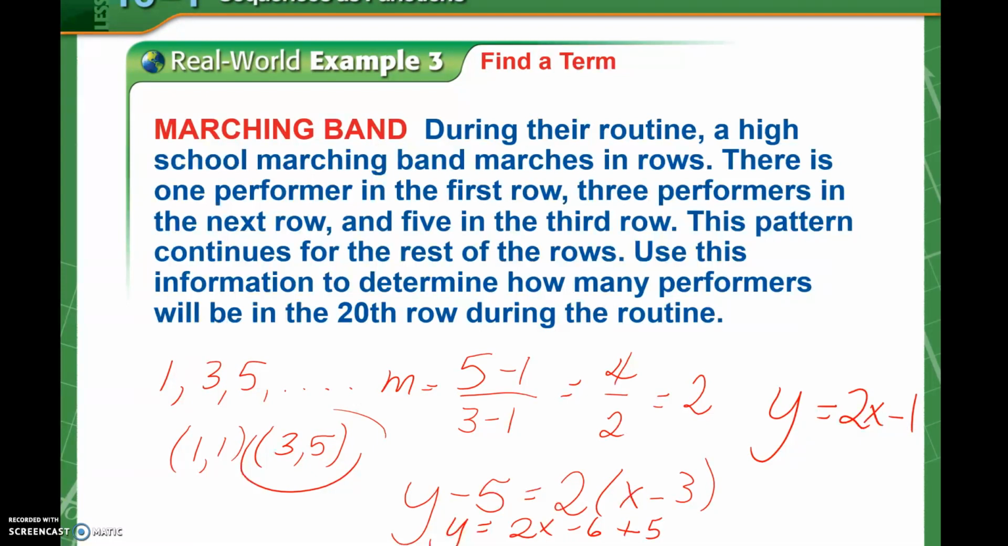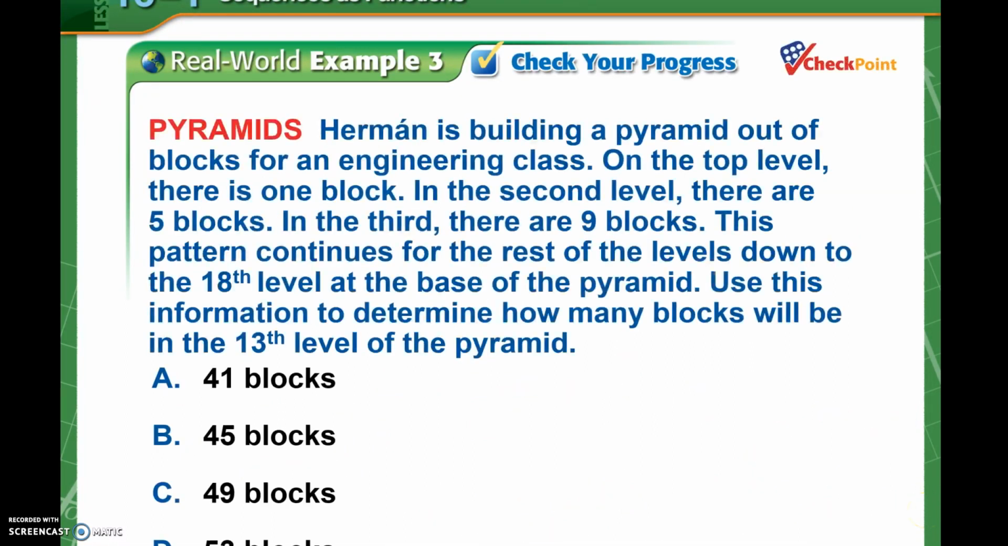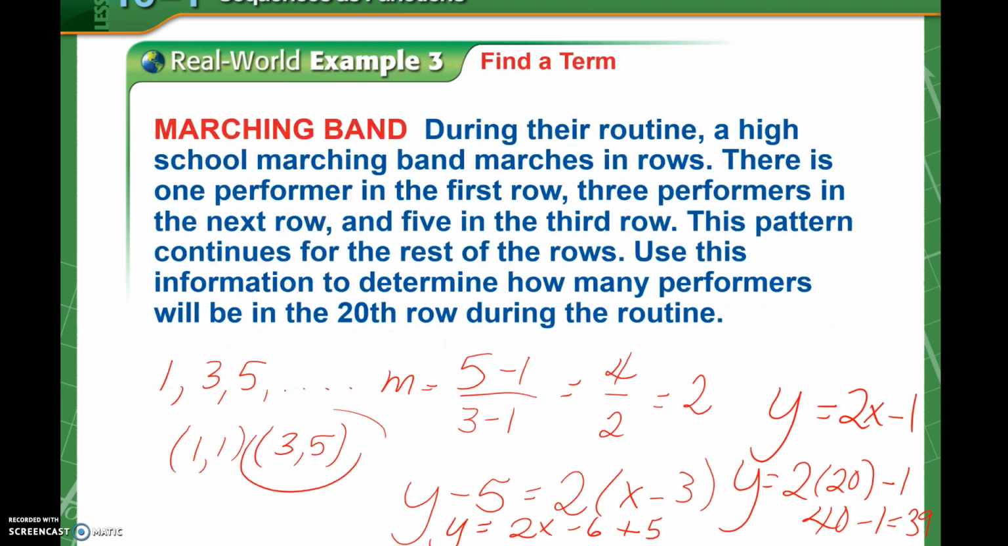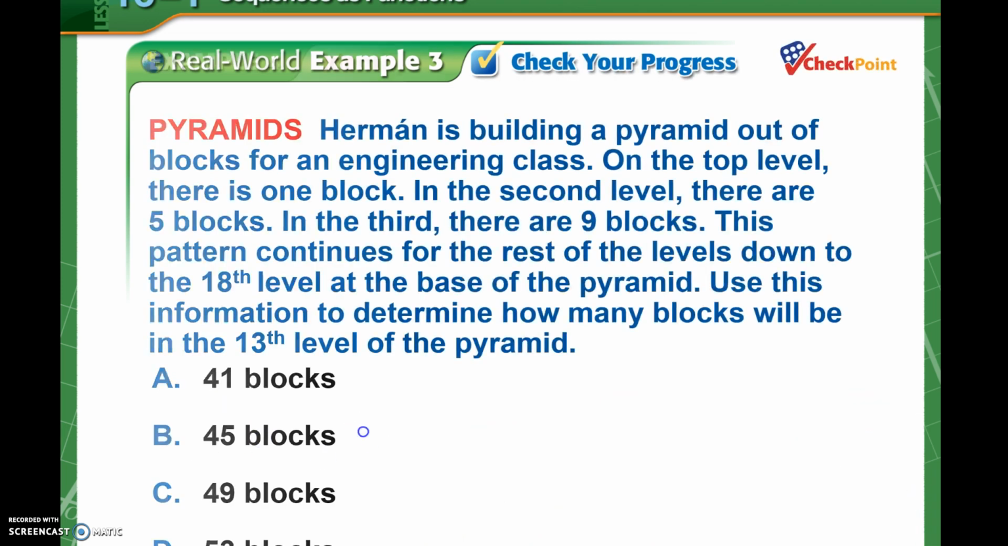And then we can go ahead and plug in 20 to find what the number would be in the 20th row. So 2 times 20 minus 1, so 40 minus 1, which equals 39. So we know that there'll be 39 in the 20th row. So here's another example of that.